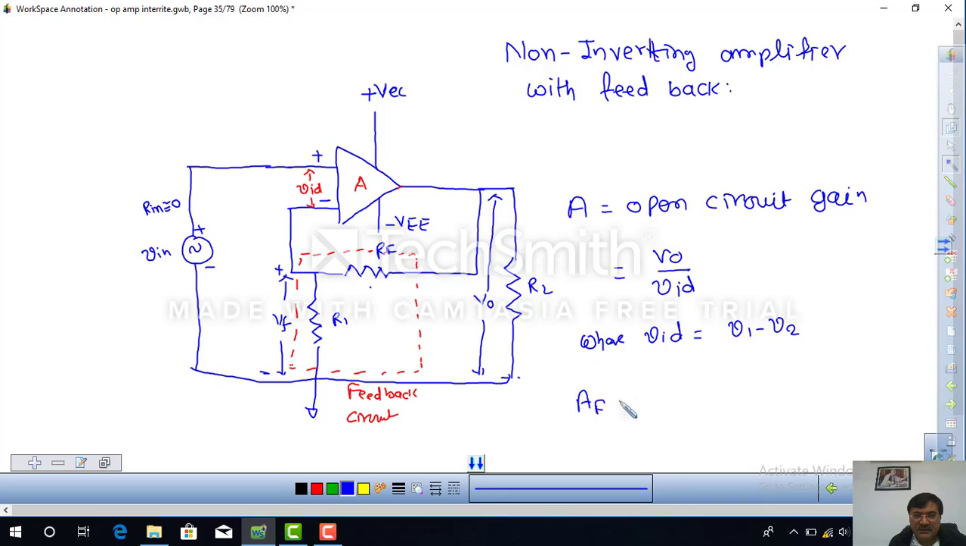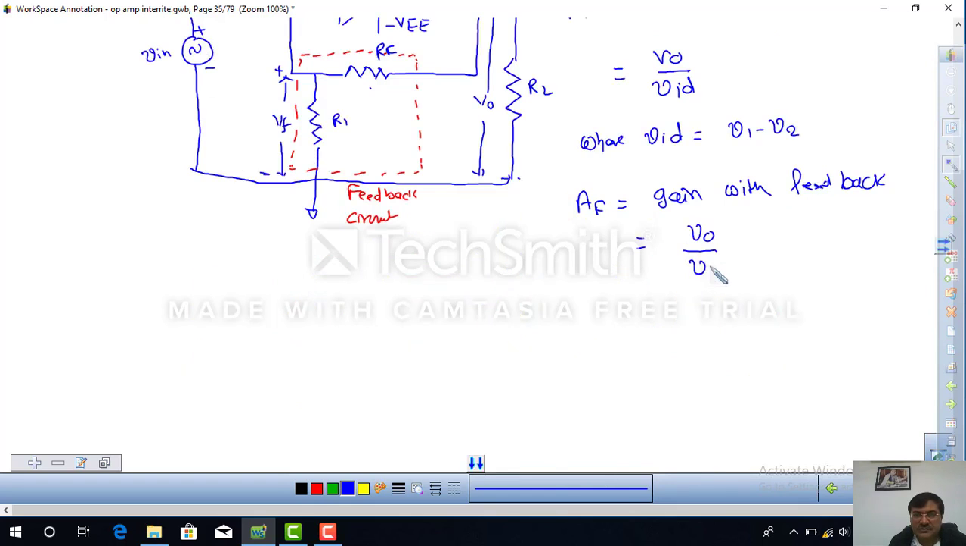The second gain we define is AF, that is the gain with feedback. How is it defined? Output voltage divided by the input voltage, VO upon Vin. Our aim is to find out what AF is in terms of our circuit components connected, that is RF and R1. And the third gain I say is B, and it is the gain of the feedback circuit. So we define three gains.